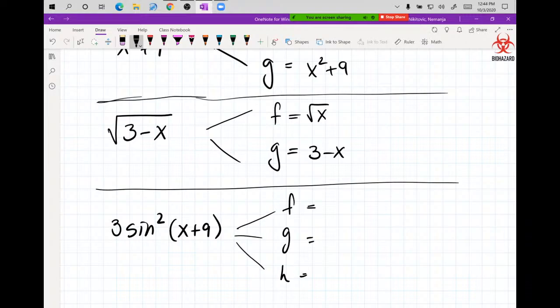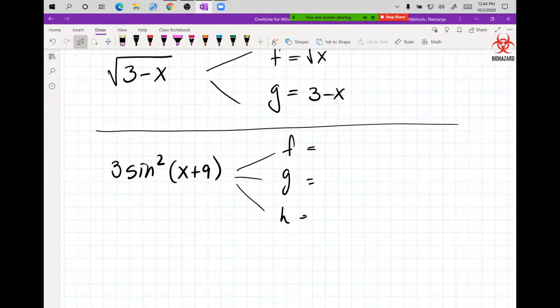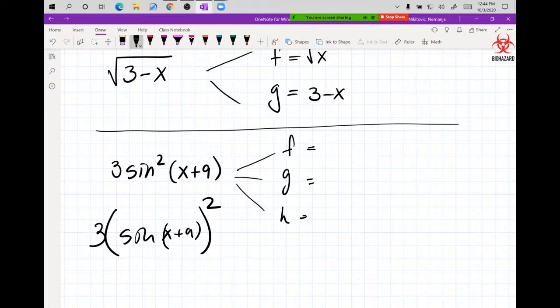Would f be sine x, and then g would be x plus 9, and h would be 3 sine x, or something like that? You can't have sine on 2 of them. Let's think of this as layers of the onion, guys. And remember what this square does. It's 3 times sine x plus 9 squared. When you use algebra to rewrite the function, it might help you reorganize these in your head. Think about it.